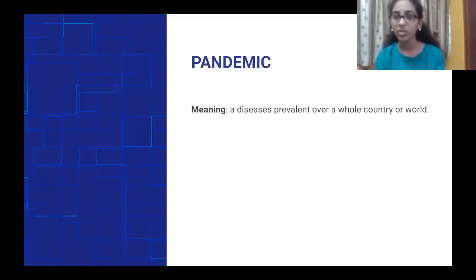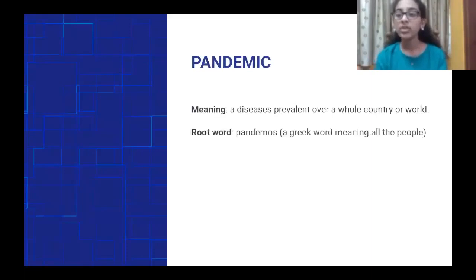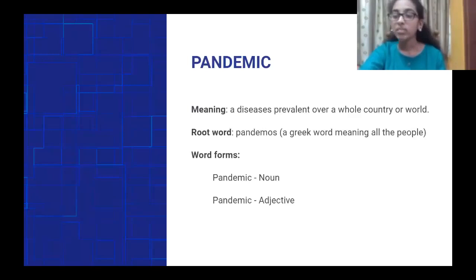Many people use this word. The meaning of this word is a disease which is prevalent over a whole world or a country. The root word is pandemos, which is a Greek word meaning all the people or the population. The word forms are pandemic, which is a noun, and pandemic, which can also be used as an adjective. The usage is: COVID-19 pandemic has shook the whole world.